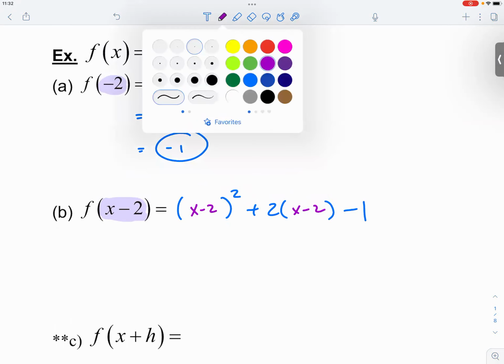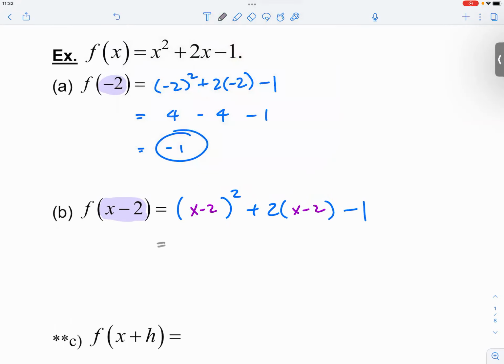Now what I'm going to do is write down a wrong version, because a lot of students would do this next step wrong. Let's see, what would a student do wrong over here? They might do something like this: x squared plus 4, plus 2x minus 4, minus 1. Now, there's one mistake right here. Can you catch the mistake here? Okay, I'll give you 5 seconds.